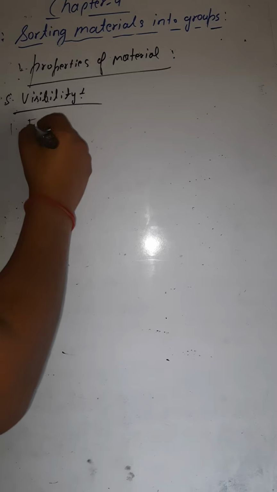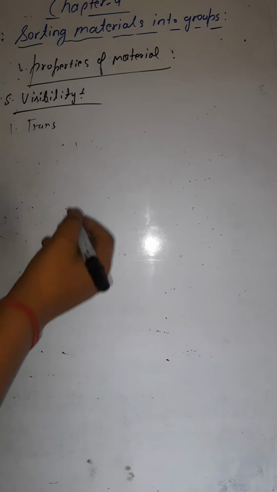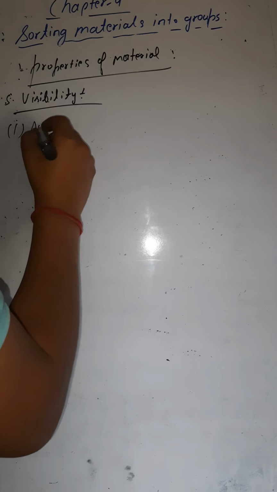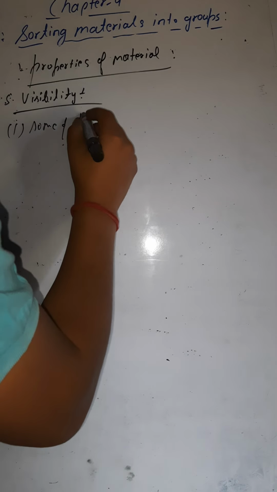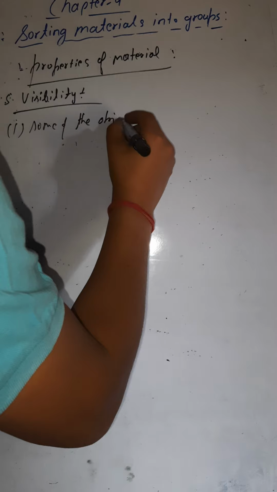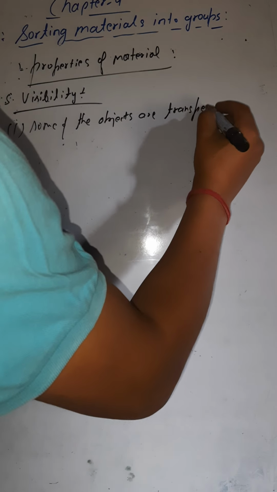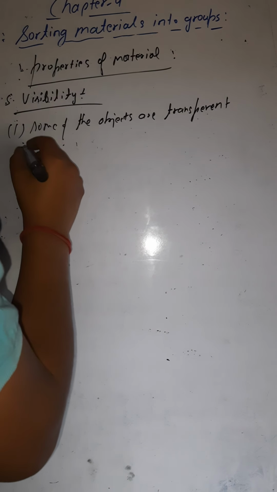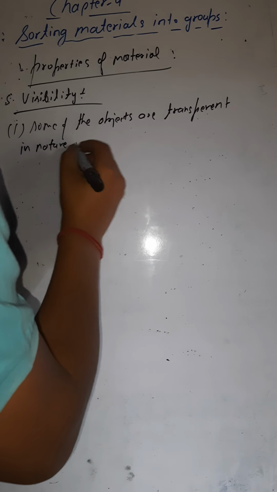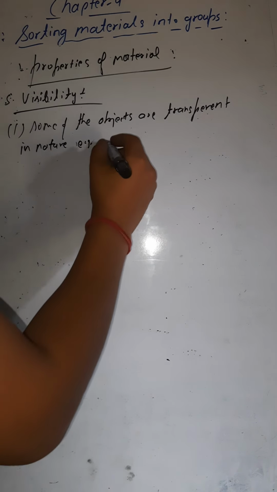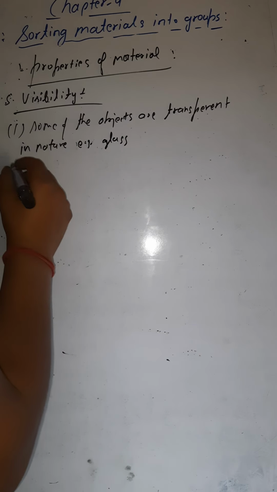Some of the objects are transparent in nature. For example, you have glass. Glass is transparent in nature. Why? Because through glass we can see.